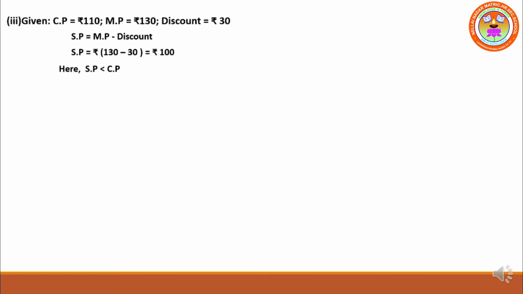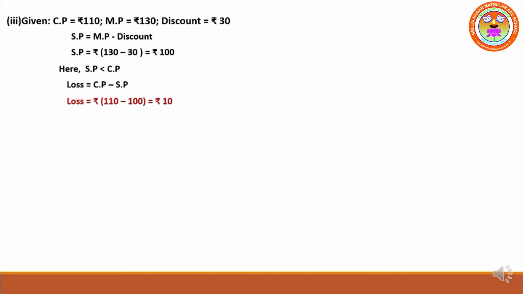Now, when I compare SP and CP, it seems that my CP is greater here. So what does it mean? It means that there is a loss. Now, how to find loss? You have the formula loss is equal to CP minus SP. Now, we are going to substitute the values for CP and SP and subtract them. CP is 110 minus SP is 100. Thus, we get 10 rupees as the loss.